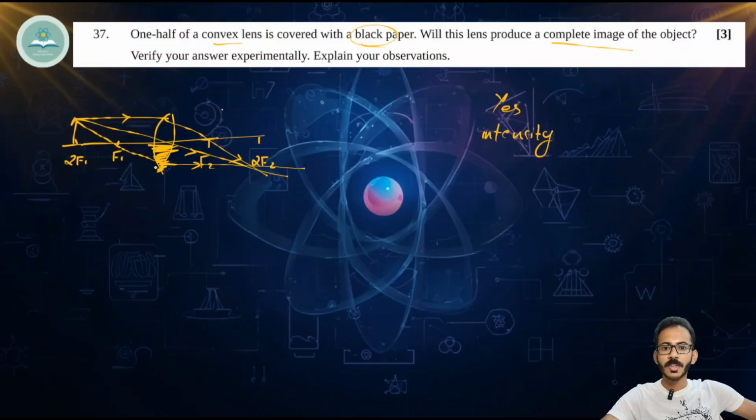So we can say like this through this experiment. Suppose if we are keeping a candle here, the candle flame will be fully visible, but if we cover half of the lens, again it will be fully visible, but the intensity of the light of that flame will be less. Explain your observations. So this is our observation. Image will be there, but the intensity will be reduced. We'll go to the next question.